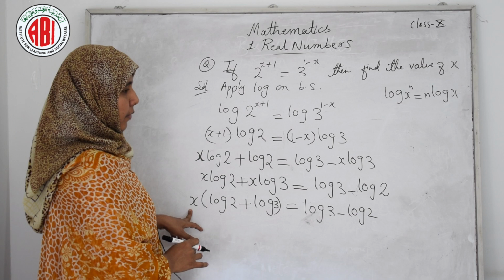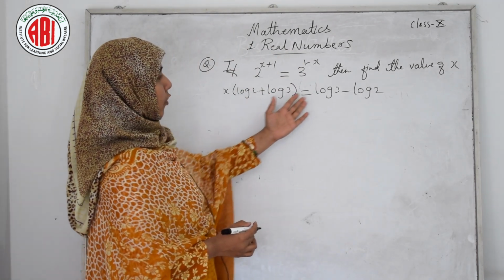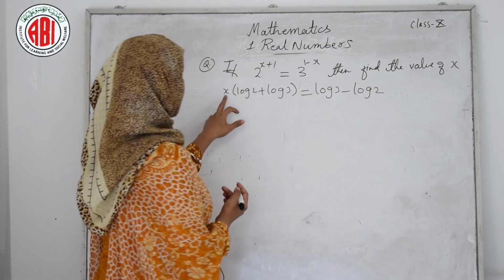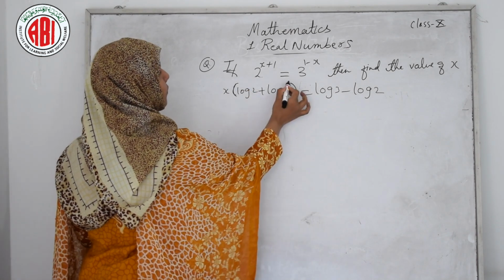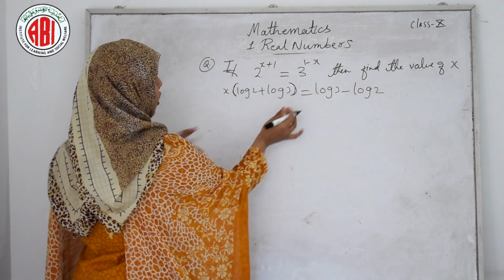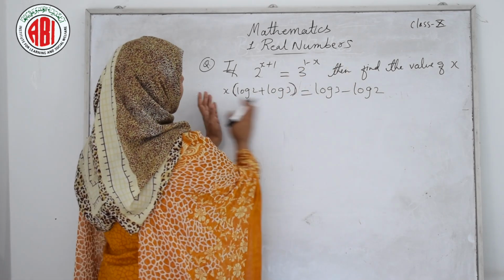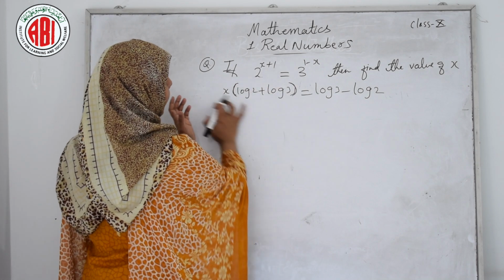Then what is the next step? Now see, we have this step: x into log 2 plus log 3 equal to log 3 minus log 2. So what we will do? We will keep x as it is over here. This is complete x into log 2 plus log 3. So this we have to shift to the right side. How to shift? It is in multiplication form now. x into this is one term complete.